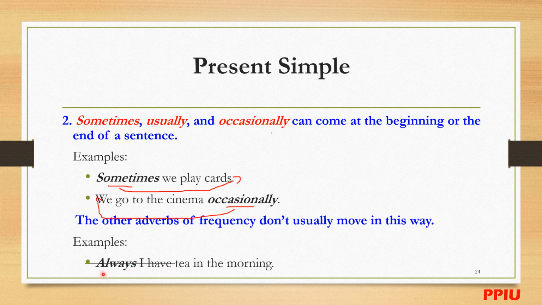You cannot move it like always. "I always have tea in the morning" is the correct one, but you cannot use it in this way, all right? Okay, you cannot. You cannot use it in this way. So except only three: sometimes, usually, and occasionally. There can be shifting at the beginning of the sentence or even at the end of the sentence. It's fine, right? Okay, good, thank you. Just move to the next one.